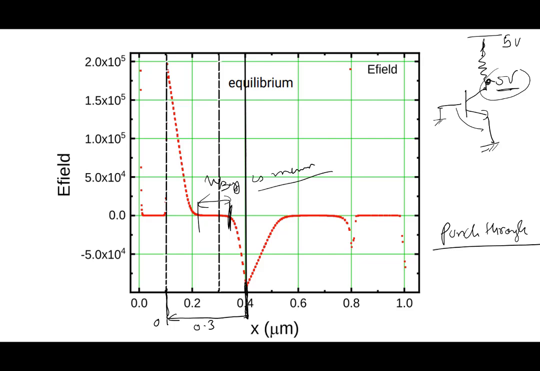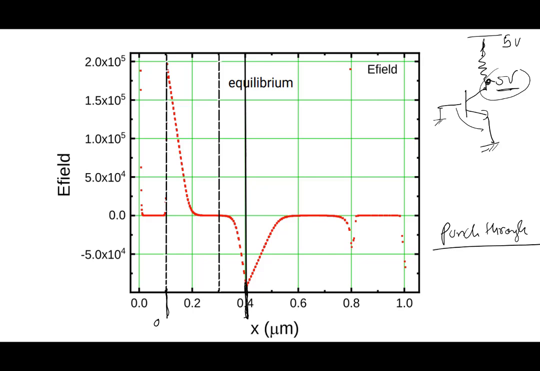So that's where you have to choose carefully the total base width. Suppose I had chosen here not 0.3 but 0.2. It's quite possible that if I apply 5 volt, punch through would occur, and your transistor will not work properly here. So you have to choose the base width carefully. You cannot arbitrarily make the base width small here.